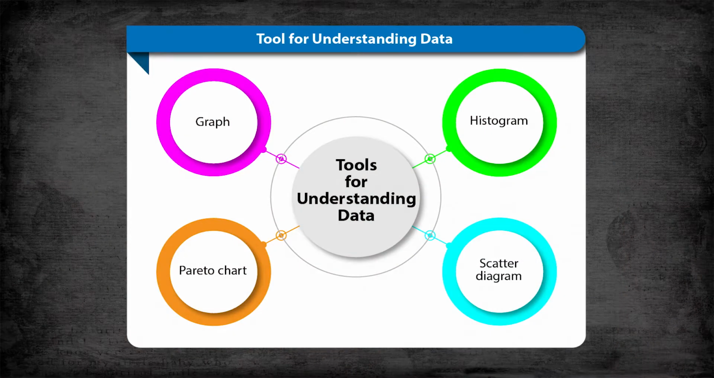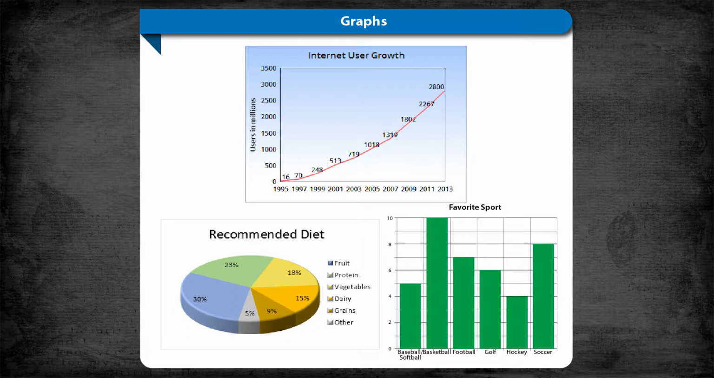There are 4 types of tools to understand data: graph, histogram, Pareto chart, scatter diagram. Graphs. There are 3 types of graphs that you can use, which are line graphs, bar graphs, and pie charts.